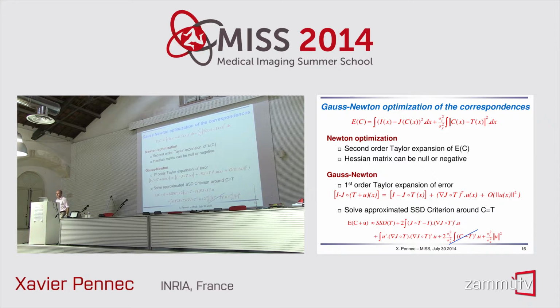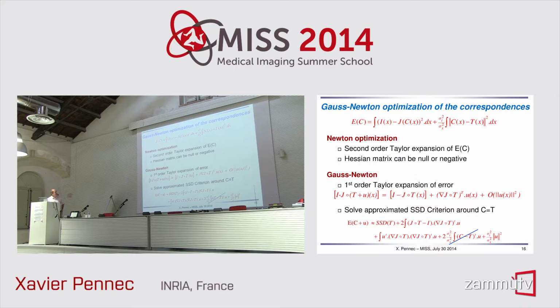So if we just take the first part, the correspondences, we want to optimize this criterion with respect to the correspondences. So one of the ideas is to say, okay, if we want to have something efficient, we want to approximate this criterion by a least square. I mean, if we're taking a Taylor expansion of the criterion, the first order will be the gradient. The second order will be the Hessian, but the Hessian matrix will be very large.